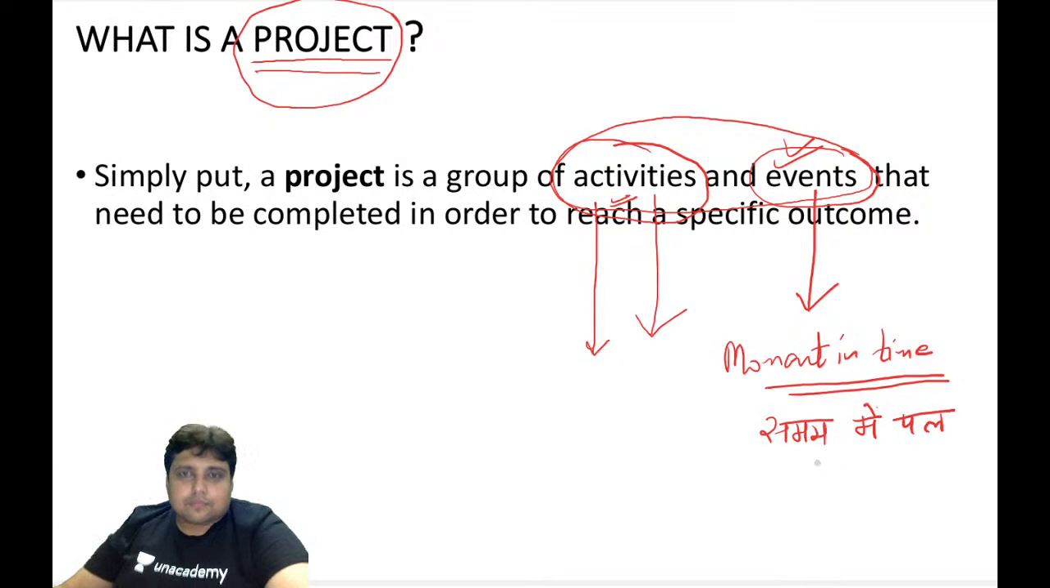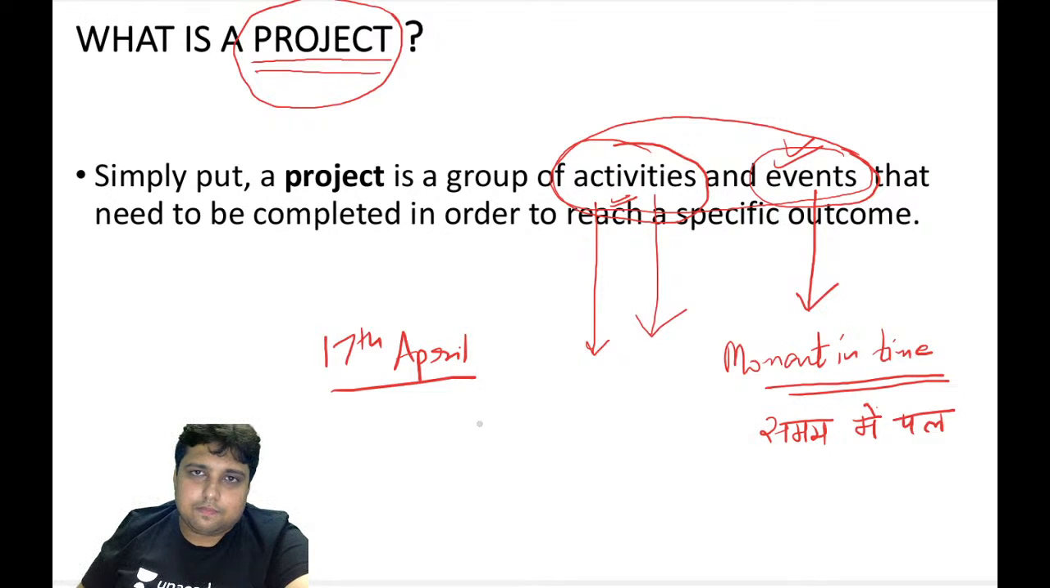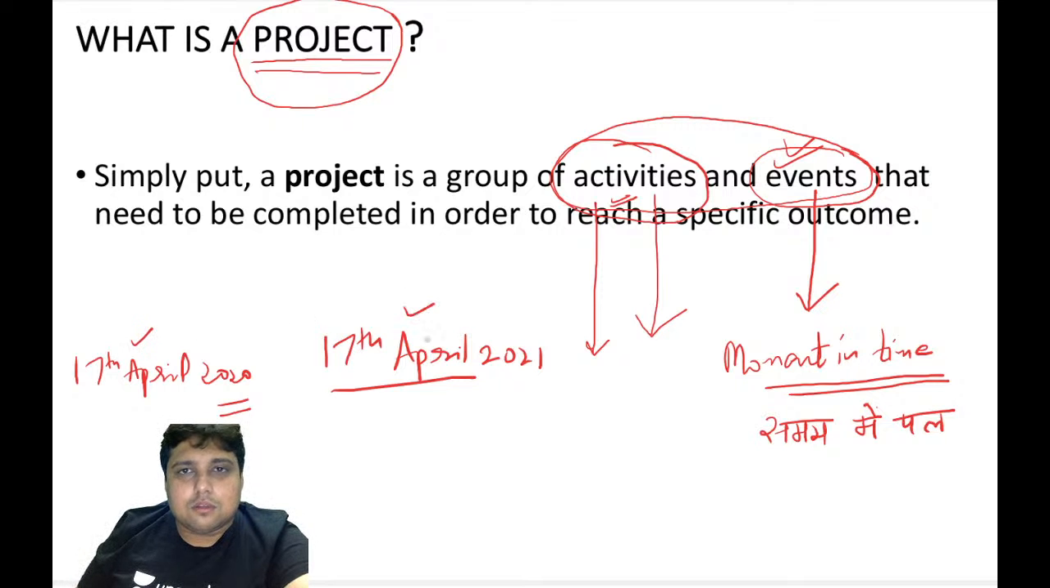Moment in time. Event. When I say my birthday is on 17th April, then 17th April becomes an event for me. It is my birth event. When I say 17th April 2021 is my birthday next year, and 17th April 2020 my birthday this year, then these two are nothing but moments in time. समय में पल. And these moments in time are called as events.